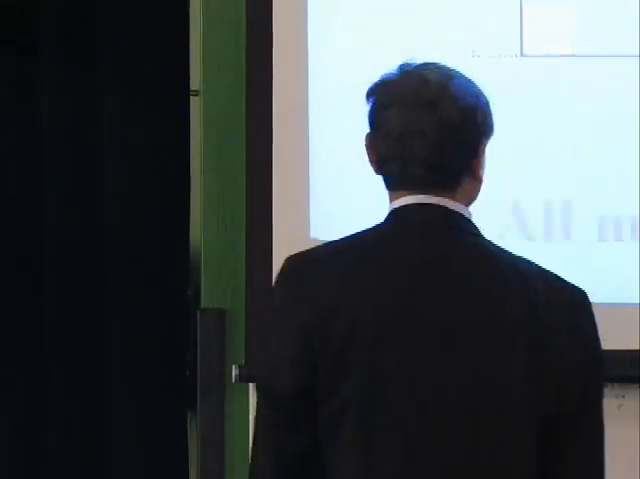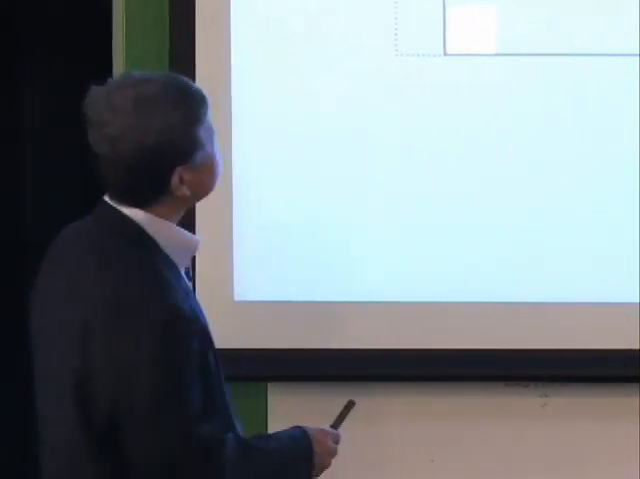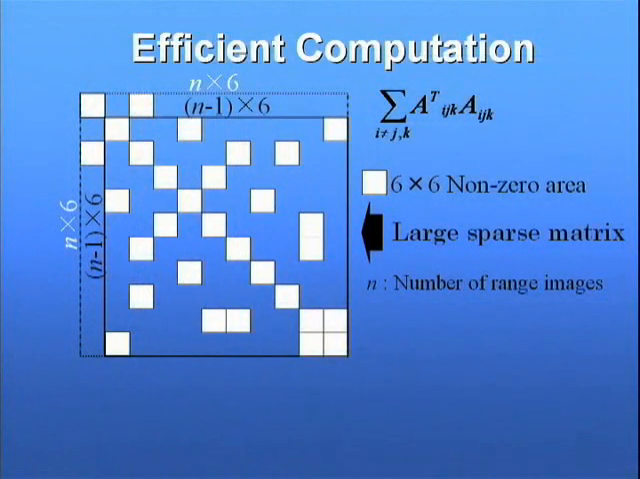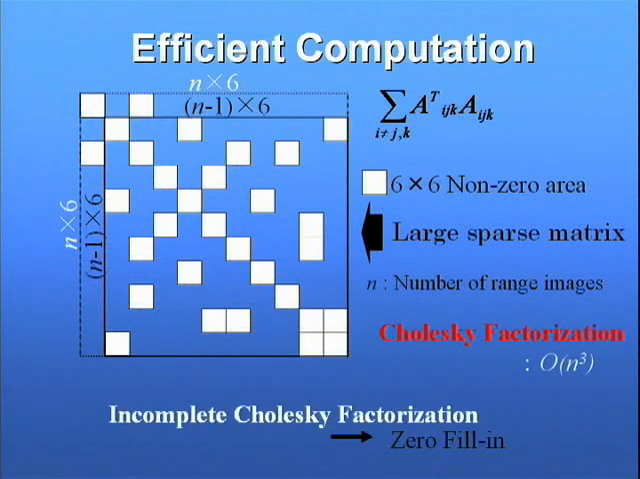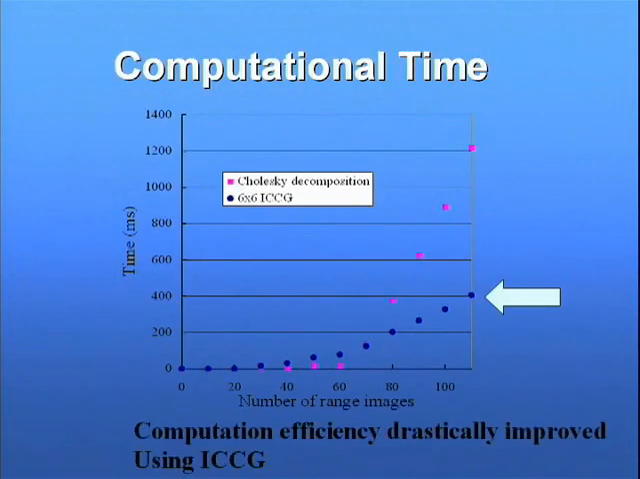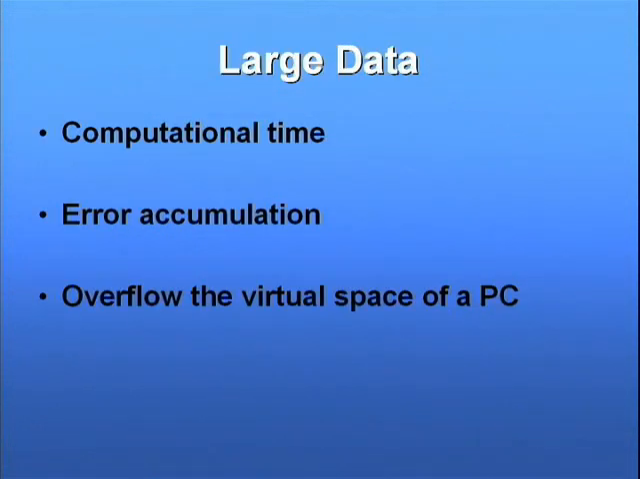And of course, this becomes a sparse matrix. So by using ICF with zero fill-in, the computational time decreases drastically. And the third issue is memory efficiency.